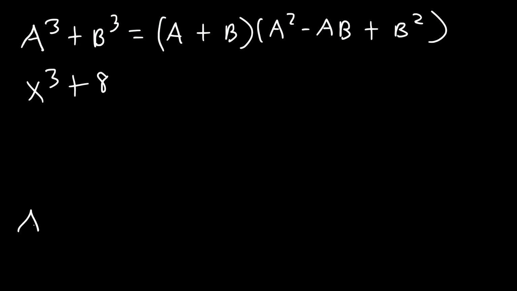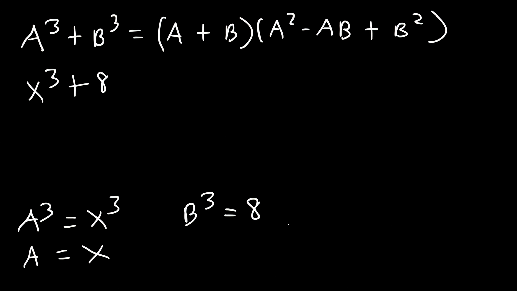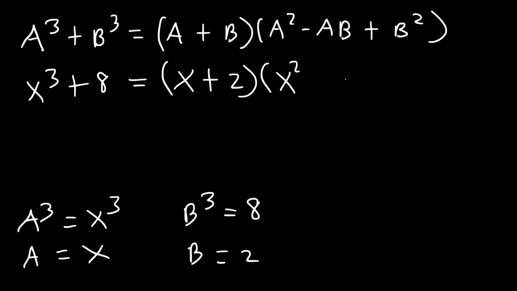So what that means is that a to the 3rd is equal to x cubed. If we take the cube root of both sides, a is equal to x. Now b to the 3rd correlates to 8. The cube root of 8 is 2, so b is 2. So now it's going to be a plus b, or x plus 2. A squared, that's going to be x times x, which is x squared. AB, that's x times 2, which is 2x. B squared, that's 2 squared, which is 4. And that's how you can factor it using the formula.